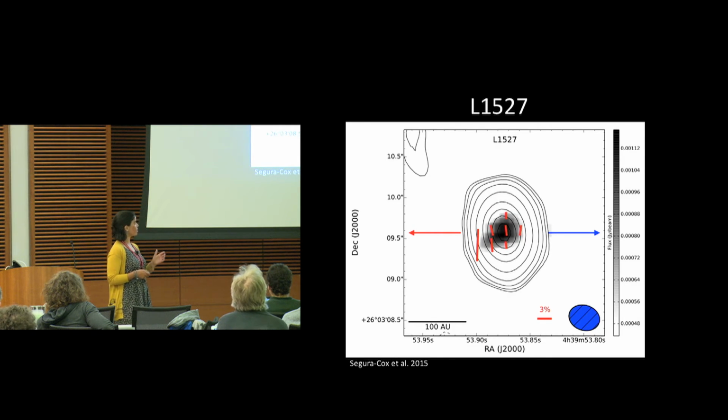And this is what the magnetic field looks like in this disk. And so right away, you can see it's very different. So this vector is 3%. So on average, the polarization fraction in this source is much lower than what we see. Now, this was taken with CARMA at 1.3 millimeters. And so it's unclear if this is source dependent or if this is wavelength dependent on how high the polarization fraction is. So we have to do more work with that.